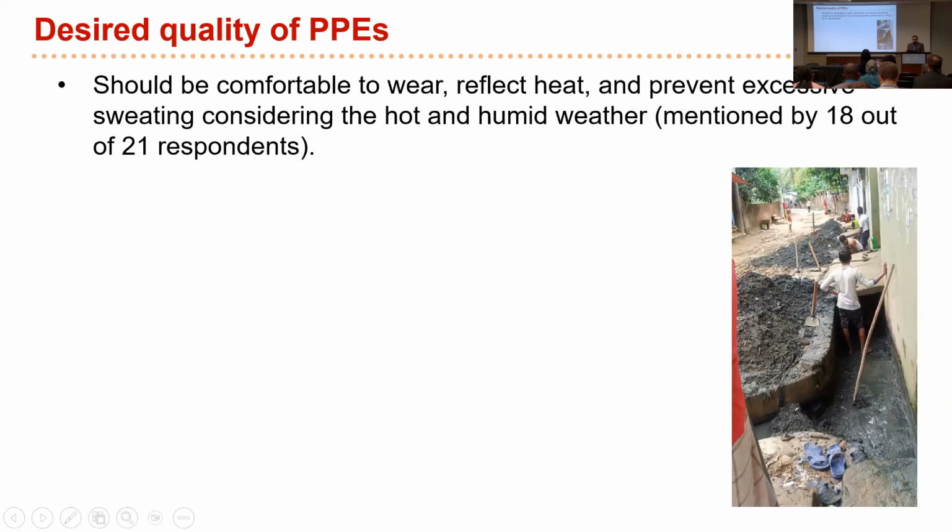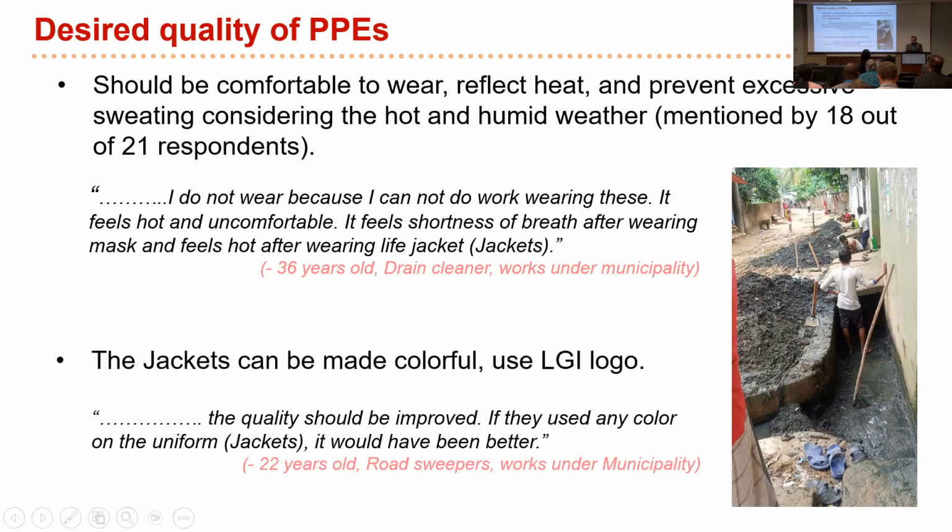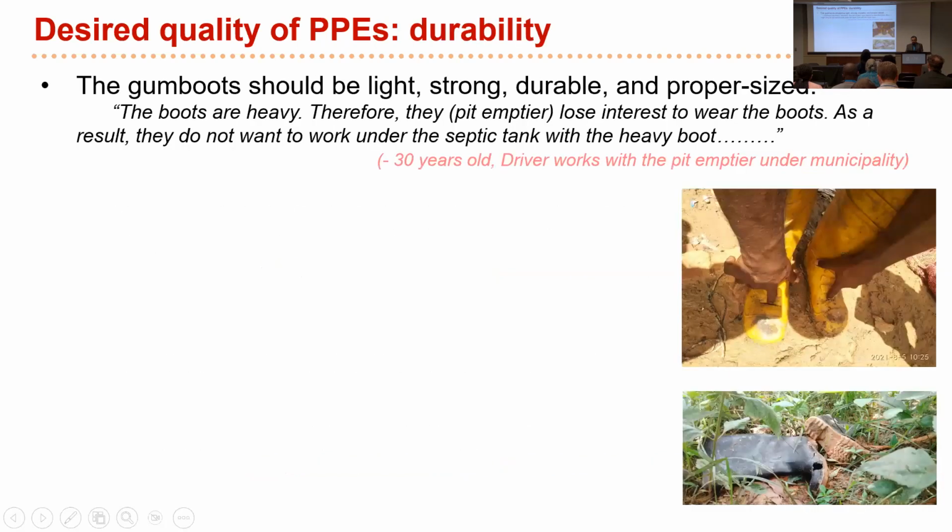But now we come to some of the concerns with the PPEs that they have traditionally been provided, and there were some issues that they also mentioned. Ideally, the PPE should be comfortable to wear, reflect heat, because they work in severe conditions, and prevent excessive sweating. This is the requirement. But sometimes it was not the case. They found that after wearing the PPE, they felt shortness of breath, and then they basically didn't use it anymore. And they felt that the quality could be further improved if they used colorful uniforms and things like that.